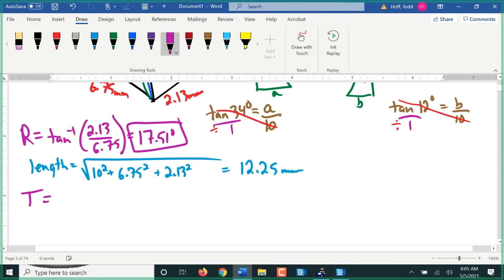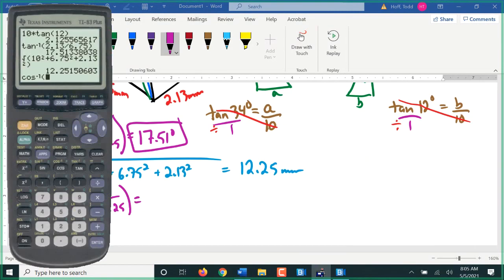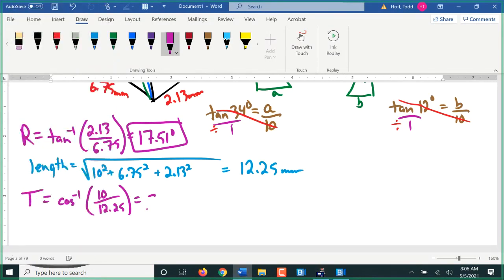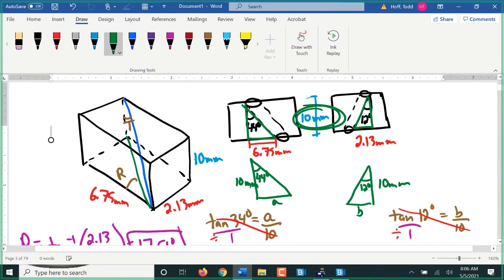Then my T, the inverse cosine of my chosen depth of 10 over that length, 11.25. That's 34.95 degrees. Now, I mentioned this is just a theoretical length because it's based off of my assumption that this is 10 millimeters thick here. If I had given you a thickness here, though, if I maybe told you it's 0.9 inches or whatever, then that's a real length.